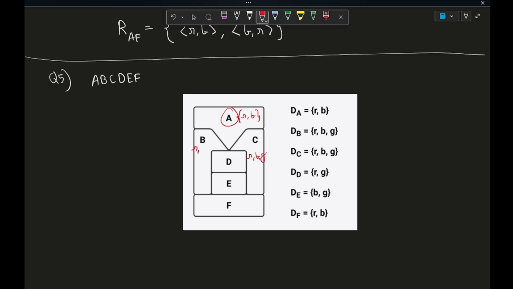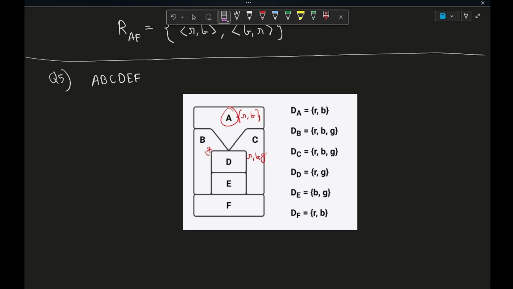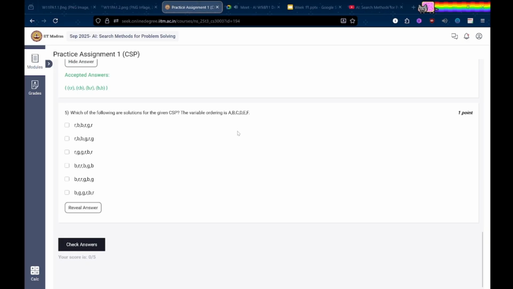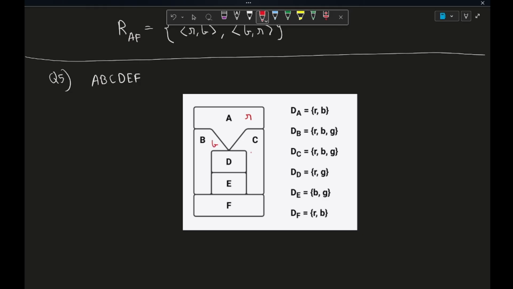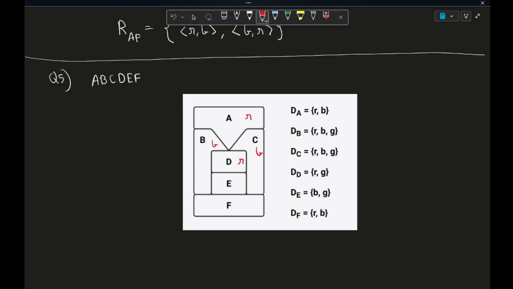So R. First, let's do the easiest way. Take all the options, and for each option, let's fill in the given values, then verify whether it is consistent or not. So this is R, this is B, this is B, and this is R, this is G.